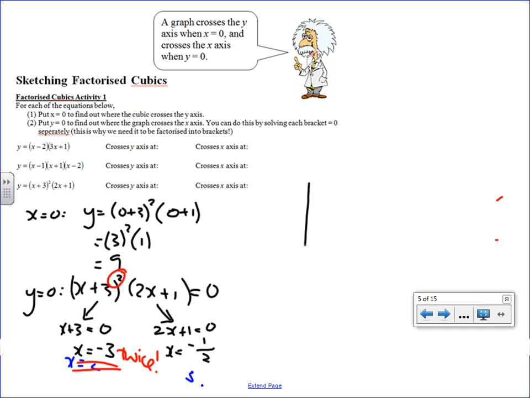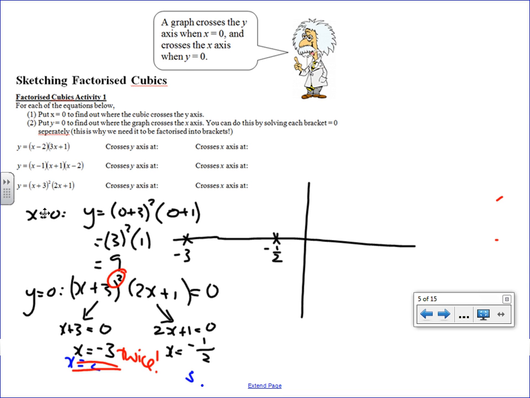Okay, so if we come to sketch it, well, we know that we've got a positive cubic, so we know the shape. We've got a single root at minus a half, that's a single root, that one, and a double root at minus 3. Yes, minus 3, which would be over here somewhere. And that one's a double root, the minus 3.